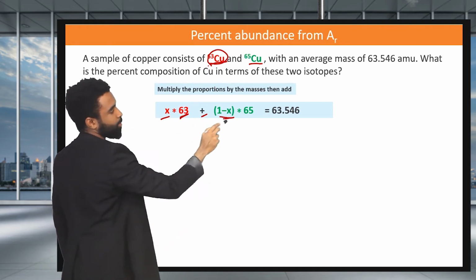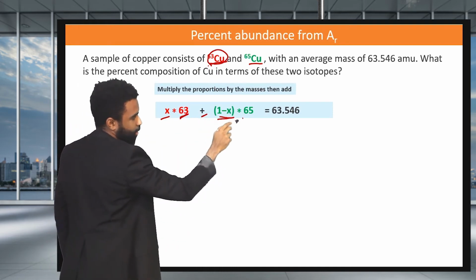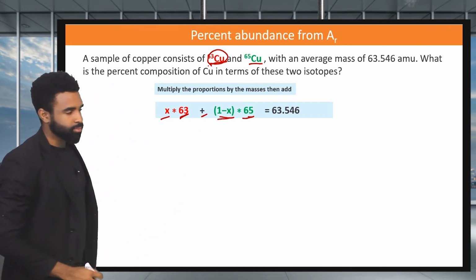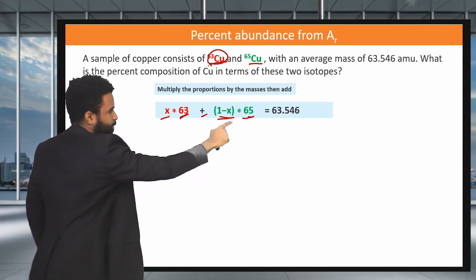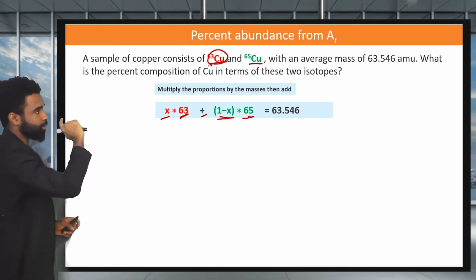Here, what proportion is copper 65? It is 1 minus x. And we multiply that by 65. Let me very quickly explain this x and 1 minus x thing, because maybe some of you are a bit lost.